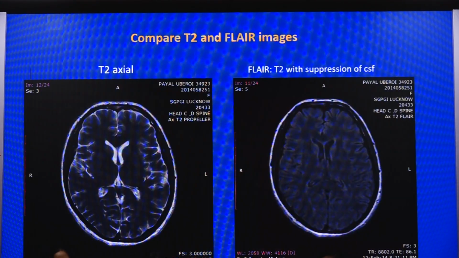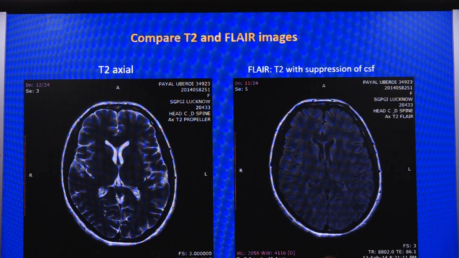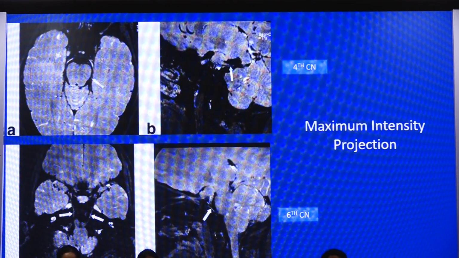Other sequences are, you can see this is a FLAIR sequence, fluid attenuation inversion recovery. You can see this is the T2, this is again T2, but the fluid is attenuated. This is white, this is black. Why is it done? To know the demyelination in and around the ventricle. So FLAIR is mostly done in demyelinating cases when you are encountering optic neuritis or you are just suspecting multiple sclerosis.